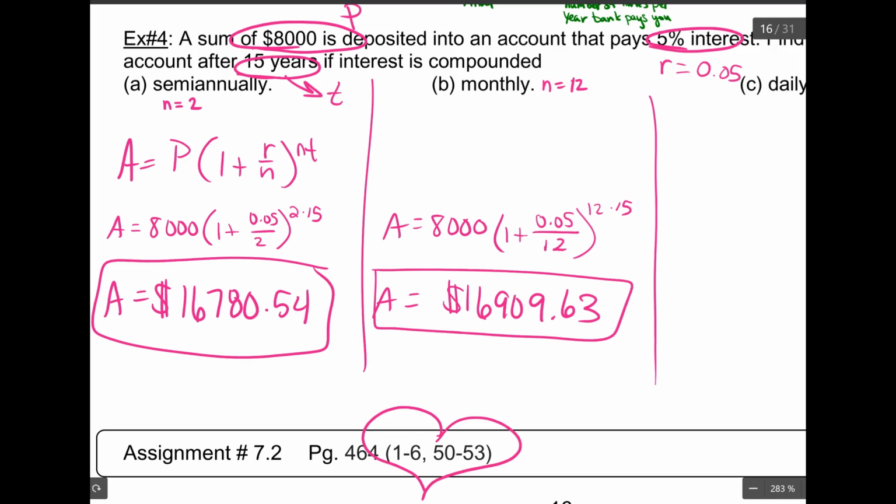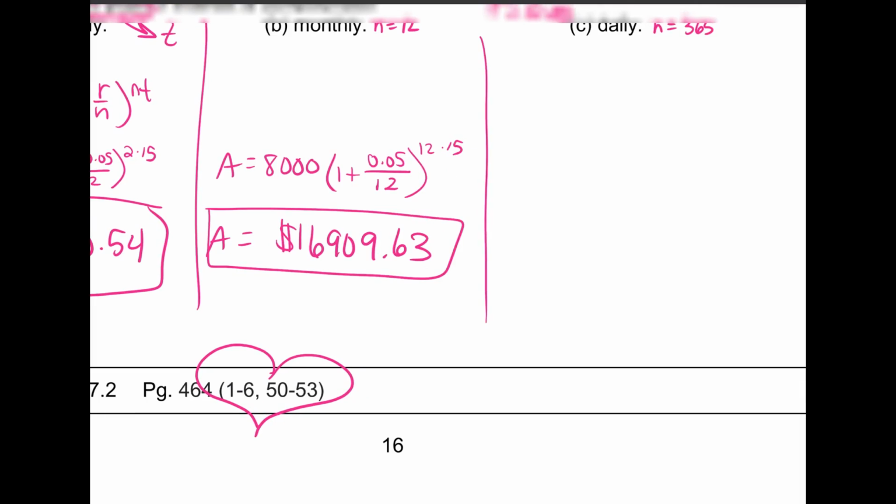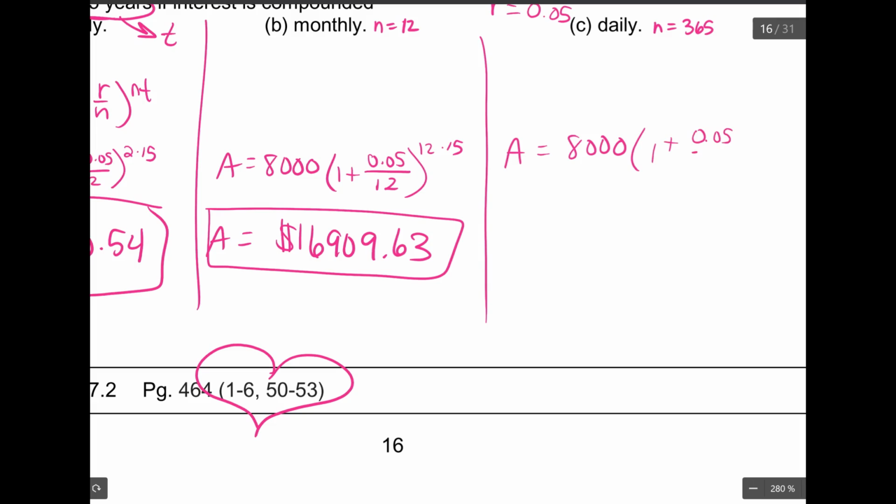So you guys only have 6 real problems. So you gotta be working with your calculator, getting used to it, plugging it in. The last one, 8,000 times (1 plus 0.05 divided by 365), all to the 365 times 15. So you're changing the n every single time. Yep, I'm changing the n. That's exactly what I'm doing.